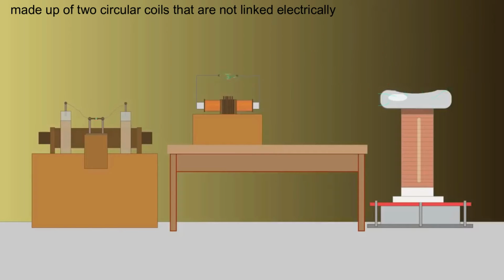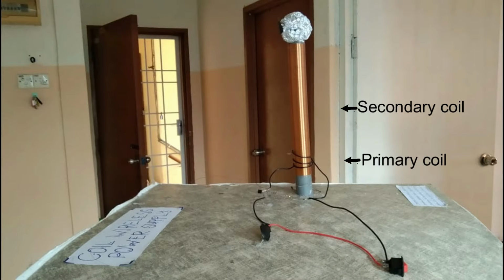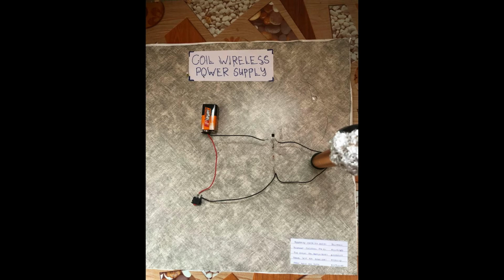A Tesla coil is made up of two circular coils that are not linked electrically. The primary coil is normally made up of a few turns of thick wire and comes in a variety of shapes. The primary LC circuit is formed by connecting this coil to a capacitor. The secondary circuit is made up of a large coil of wire coiled on a pipe, with several hundreds to thousands of turns, and arranged concentrically in the center.